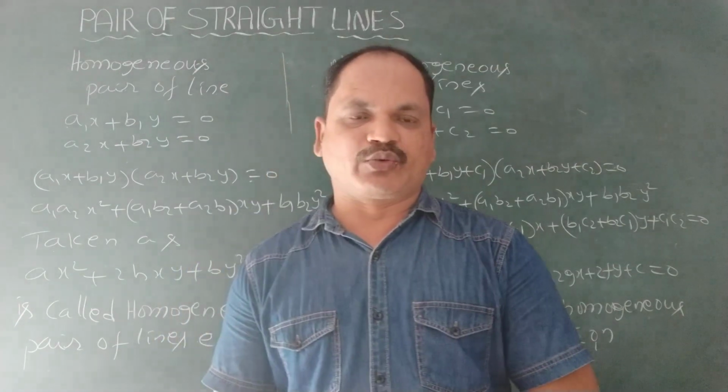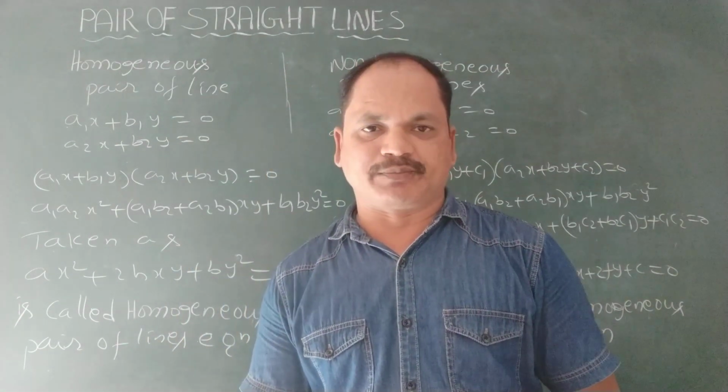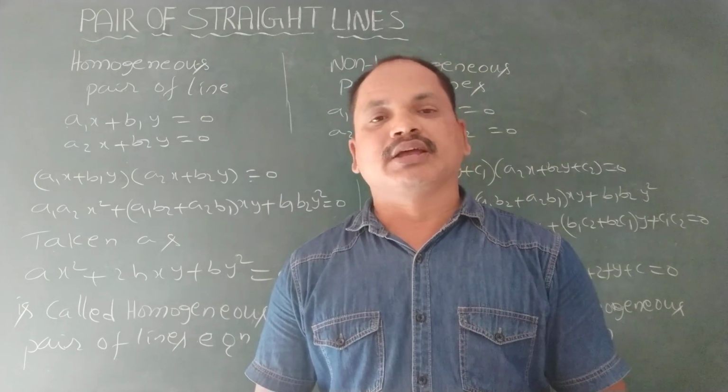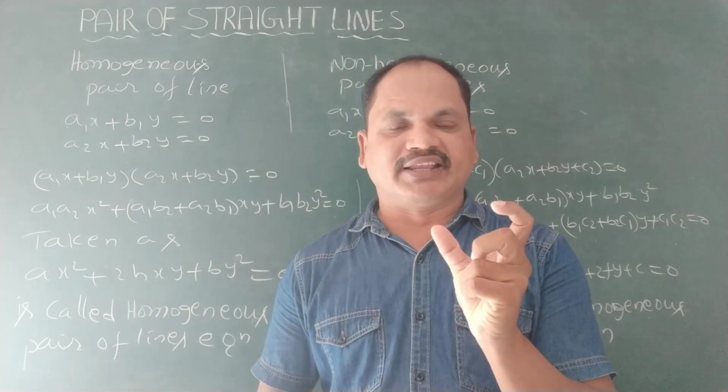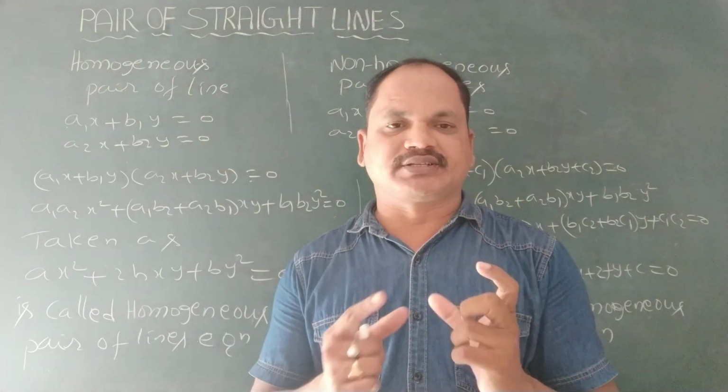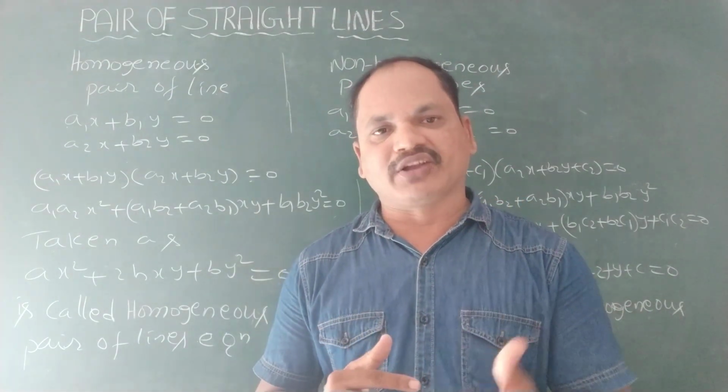My dear students, we are going to the chapter-wise concept. The topic is a pair of straight lines. Pair of straight lines means a pair. That means we have to combine the two individual equations. Then we get a pair of lines equation.